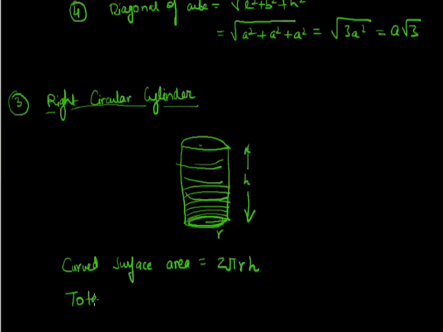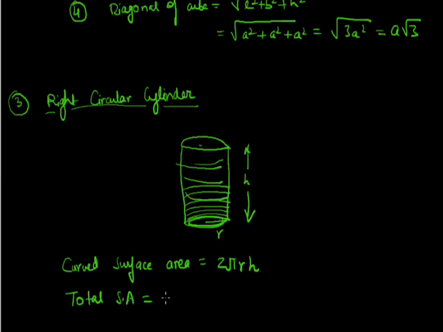Now we'll find out the total surface area of the right circular cylinder. The total surface area includes two more parts: the area of the circle at the top of the cylinder, and the area of the circle at the bottom of the cylinder. We have not considered that area in the curved surface area, because the top and bottom are flat surfaces, so we do not consider them in the curved surface area. But that part will be considered in the total surface area.